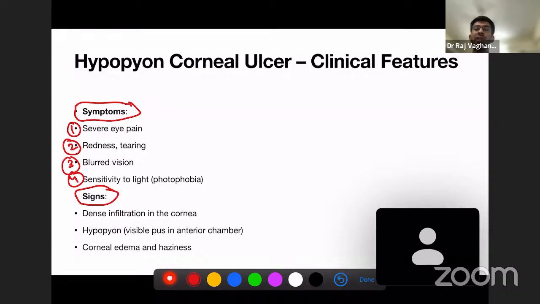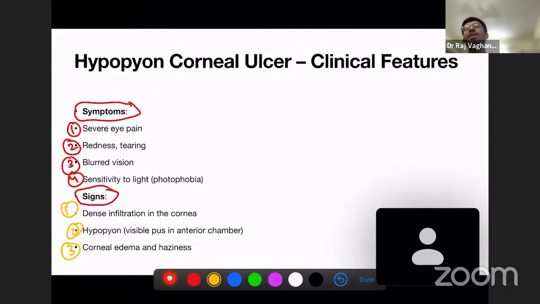And in signs, okay, what are the signs of hypopyon corneal ulcer? So there can be dense infiltration in the cornea. Okay, in the cornea there can be dense infiltration. That means the hypopyon has been present for a long time, and it is becoming more and more dense day by day. Okay, as it gets chronic, the accumulation becomes very dense. Okay, second is hypopyon, visible pus in the anterior chamber.